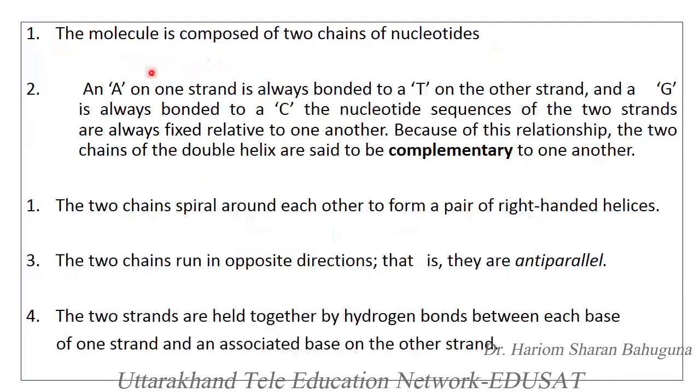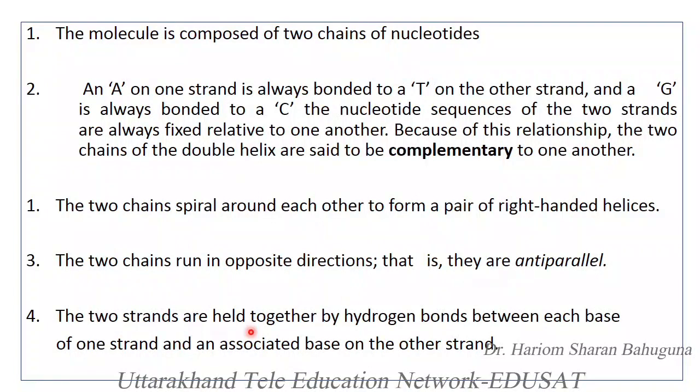In a DNA molecule, adenine always pairs with thymine and guanine always bonds with cytosine through 3 hydrogen bonds, and due to this relationship the two chains of the double helix are said to be complementary to one another. The two chains spiral around each other to form a right-handed helix, and the two chains run in opposite directions, that is, they are antiparallel.